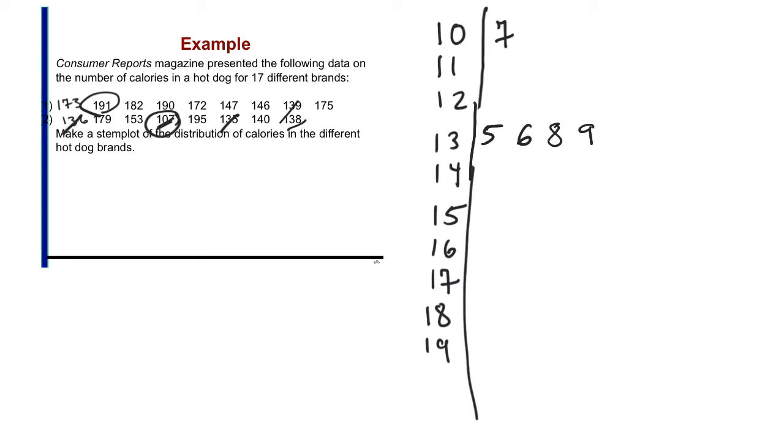Let's see, 140s, we got a 140, a 146, and a 147. So 46, 47. No 150s, no 160s, 170s we got. So we got a 72, a 73, 73, and a 75, 73, 75. Oops, I missed this 153. There we go.